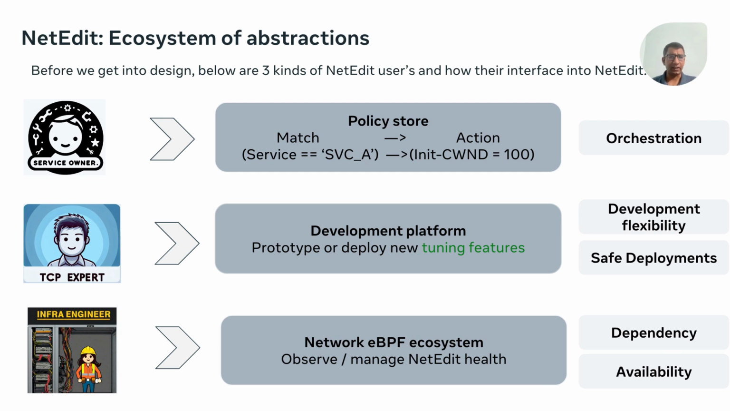Second is network experts. They typically work on prototyping, A/B testing, and deploying tuning features. A tuning feature, like we've discussed so far, is a collection of one or more eBPF programs. Deployment flexibility, ability to test, and observability during deployment are the most important factors for this group. Lastly, infra engineers manage the whole platform. They care about designing abstractions that take on minimum dependency on the rest of infrastructure.